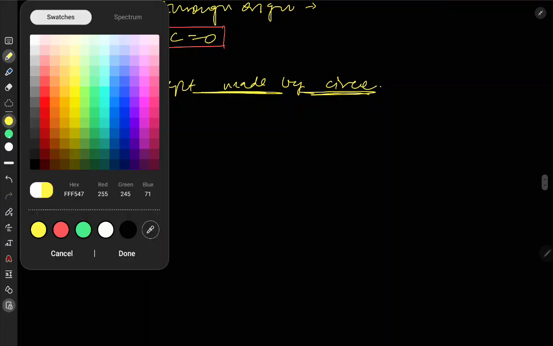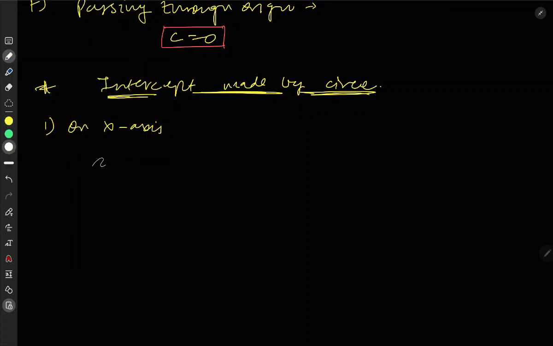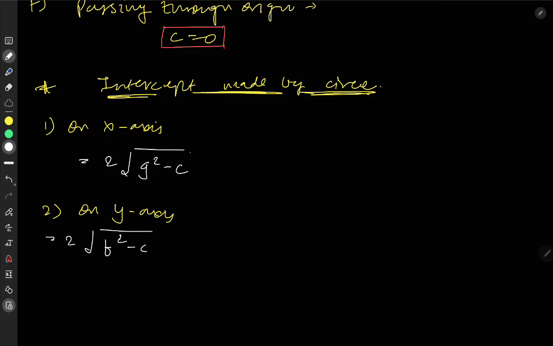On the x-axis, this has a ready formula again, which we have to remember: 2 under root of g square minus c, and on the y-axis it is 2 times under root of f square minus c. I'll mark them as very important, as in JEE these things are asked all the time. So what does the intercept mean?